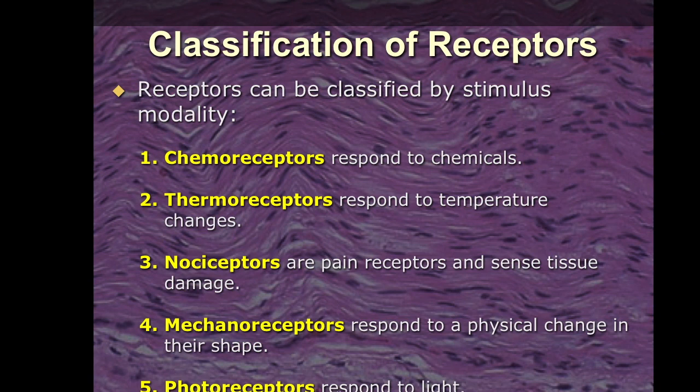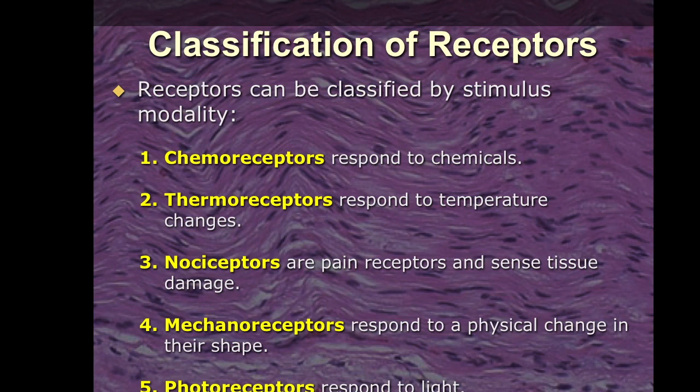Number 3, nociceptors. That one is the one that the name doesn't really sound like what it does. Okay, so the nociceptors are your pain receptors. And they're going to sense tissue damage, increased pressure, things like that.